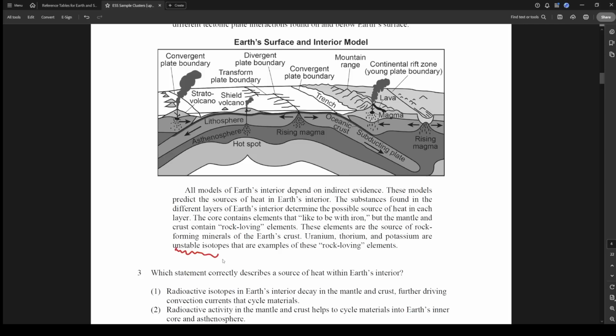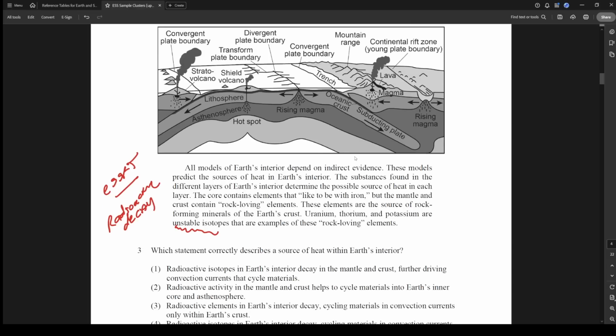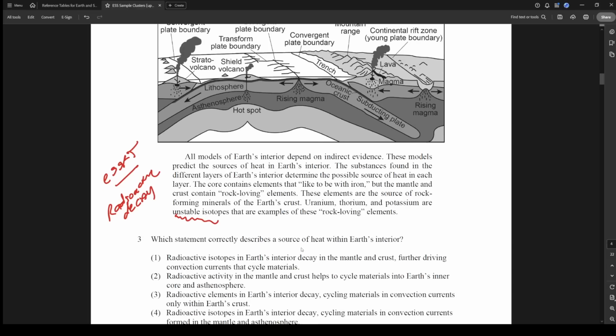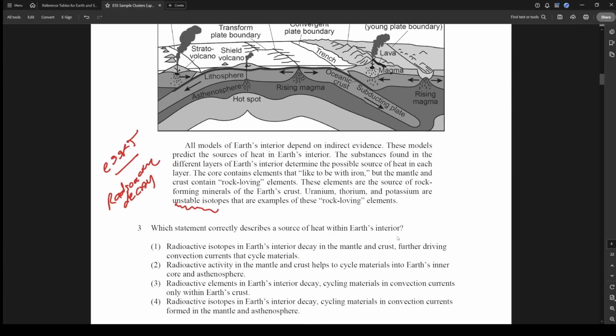So I'm going to underline this because when I start seeing the words unstable isotopes, it has something to do with radioactive decay, which is a page on the ESRT. So I might be able to use that, but we'll see where this is going. This is a lot of wordage here. Which statement correctly describes a source of heat within the Earth's interior?